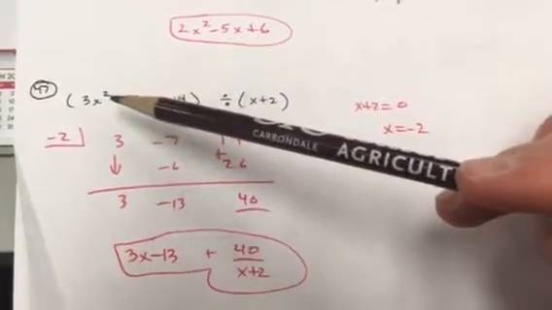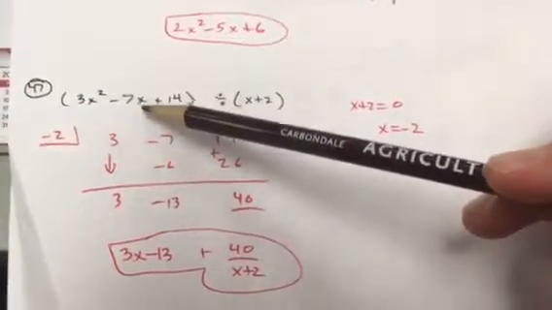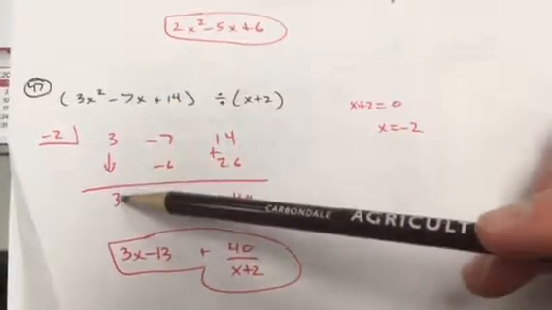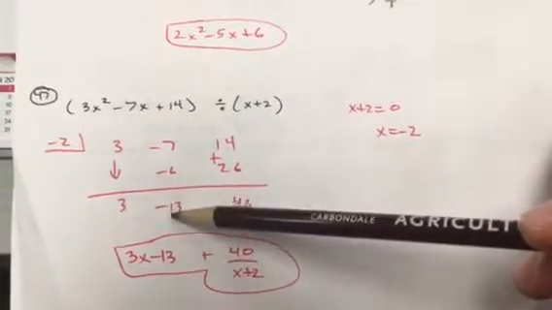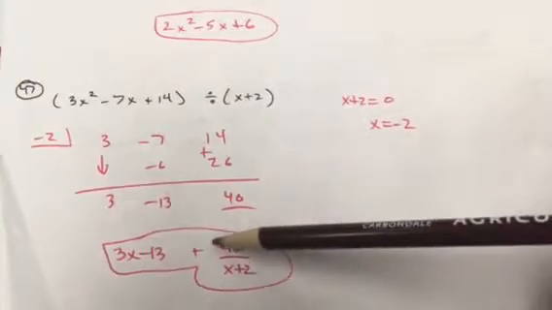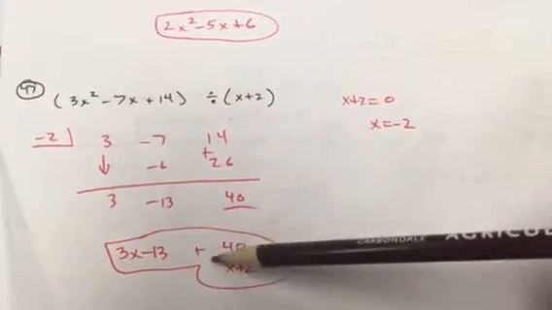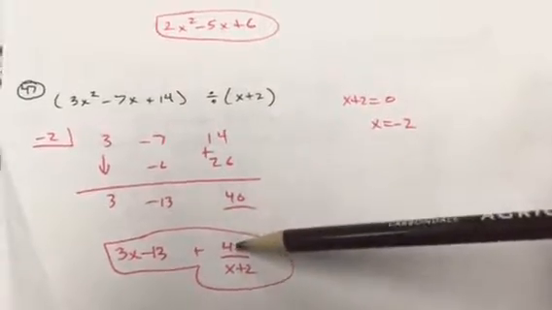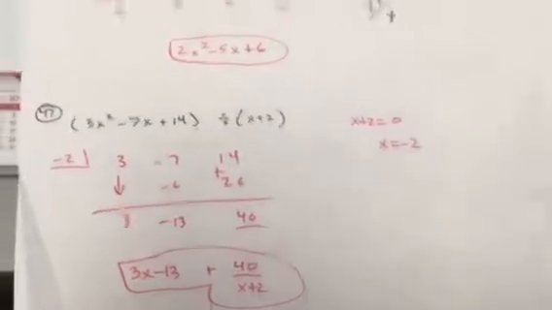You started with x squared, so your answer is going to be in x, 1 power less. This is going to be 3x. That's your constant, minus 13. Plus, you write your remainder as your remainder in the numerator over what you divided by. 40 over x plus 2. And lastly, folks, 48 through 50.